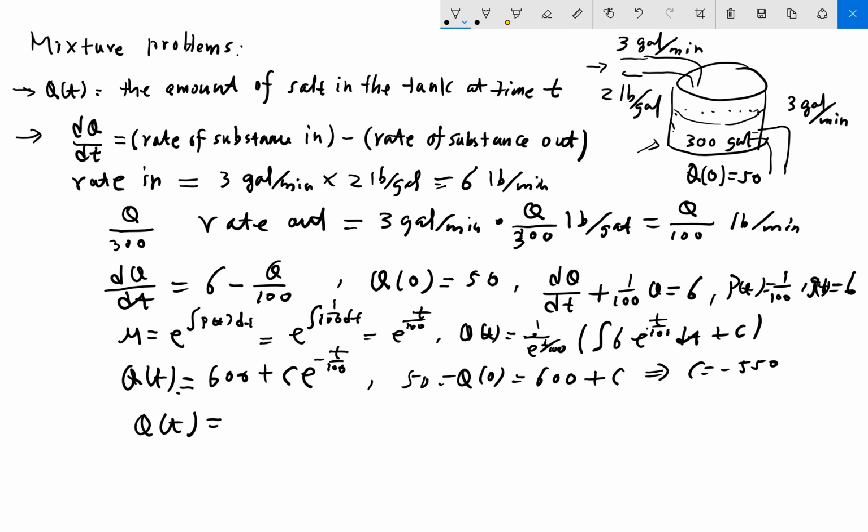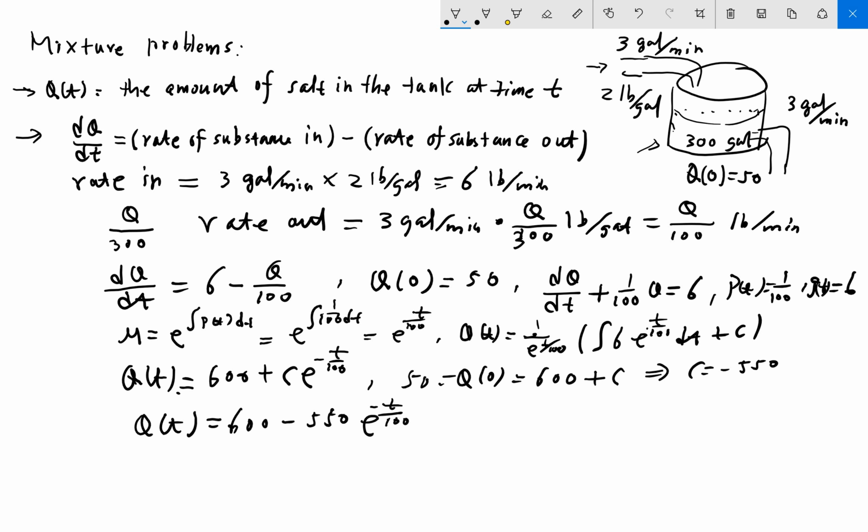So finally we find this. Q of t is equal to 600 minus 550 e to the negative t over 100. Now we're able to answer the question. For example, after 2 seconds, how many pounds of salt in the tank? What do you need to do? Just replace t by 2.